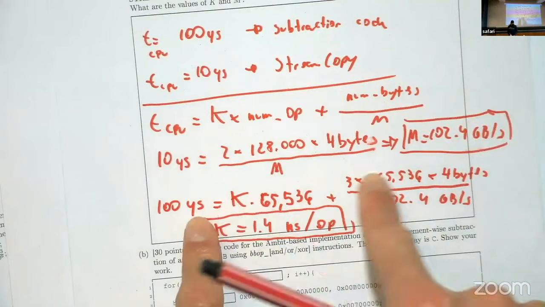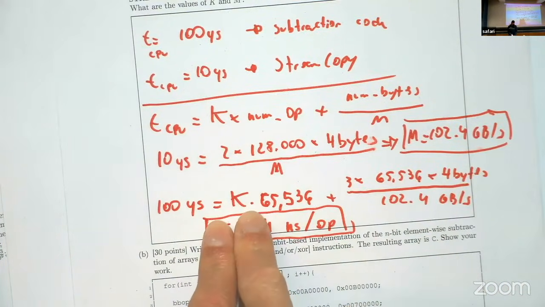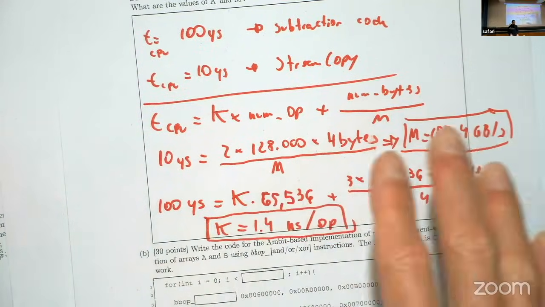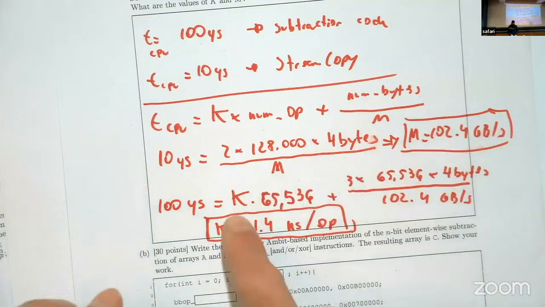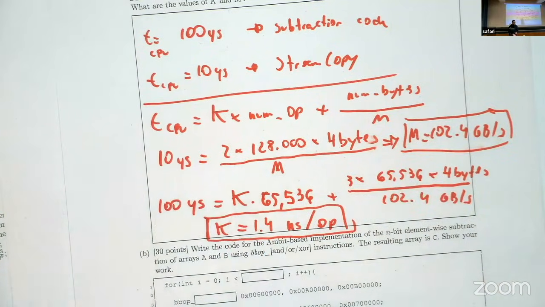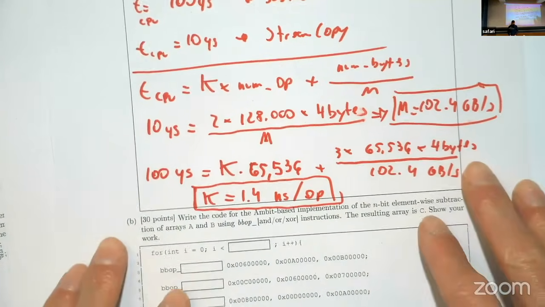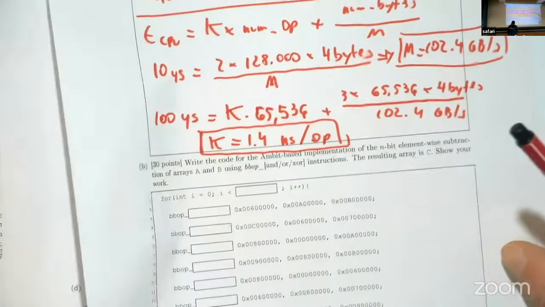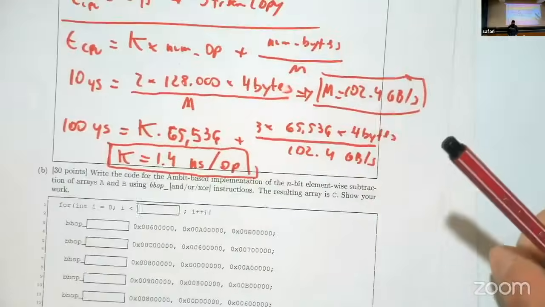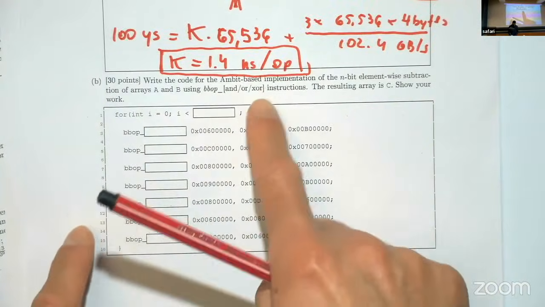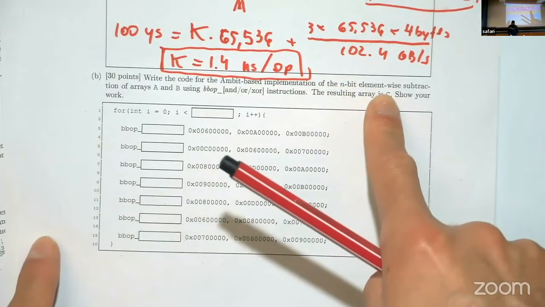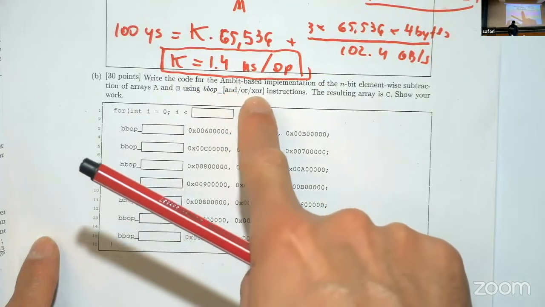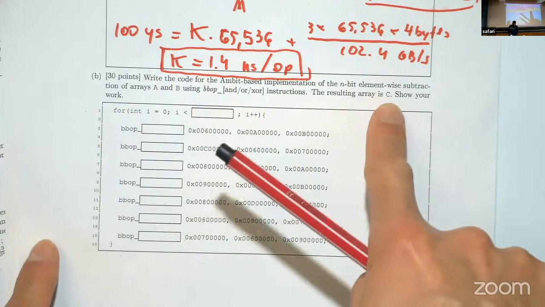Again, if you just write this equation in the exam and isolate K, but don't do any math, you can leave this as 3 times, blah, blah, blah, and it's all good. You don't need to finish the math. Just isolate the parameter that the question is asking for. That's enough. Are there any questions here? Okay. Now the second part. Write the code for the PIM-based implementation of the n-bit element-wise subtraction of arrays A, B using BBOP, AND, OR, and XOR instructions. The result array is C. Show your work.